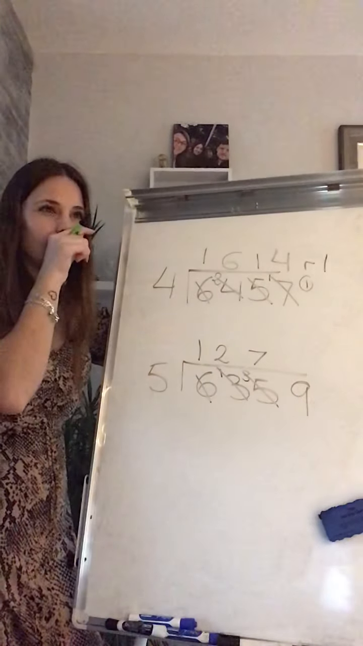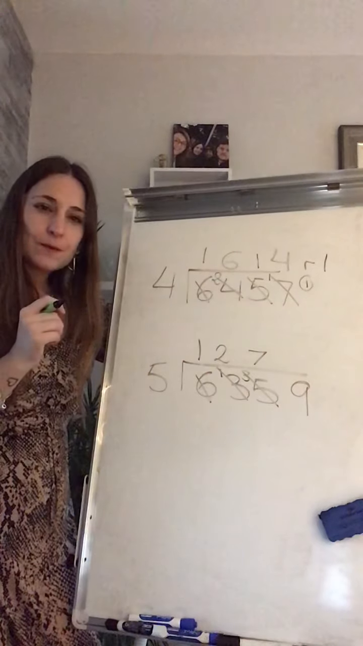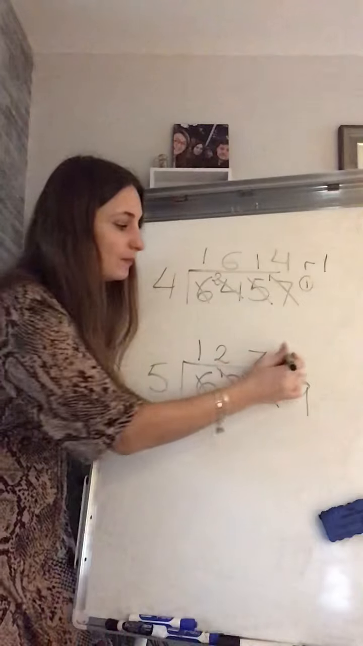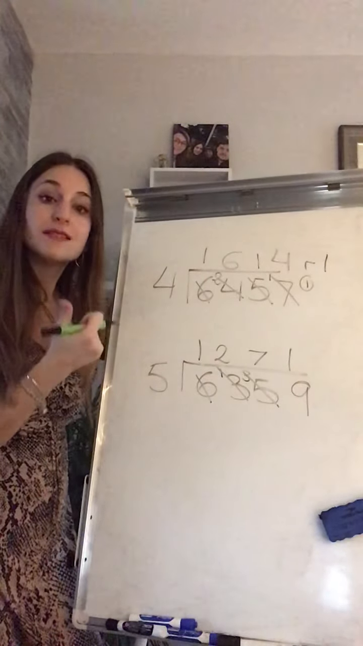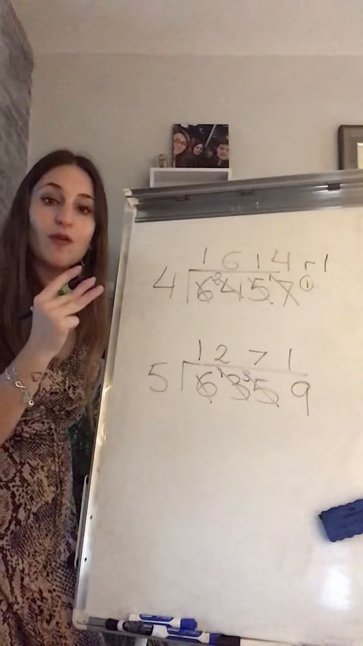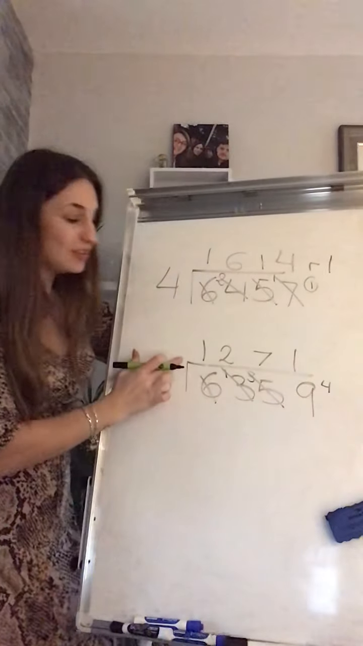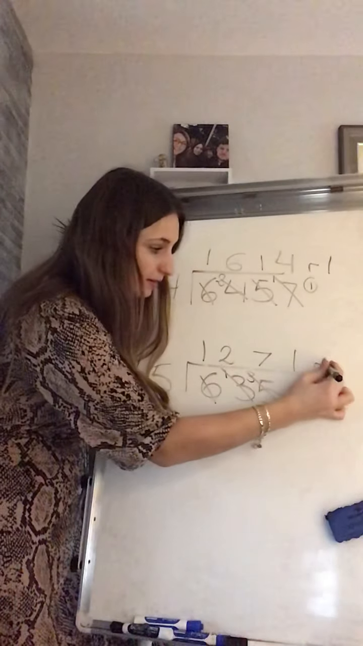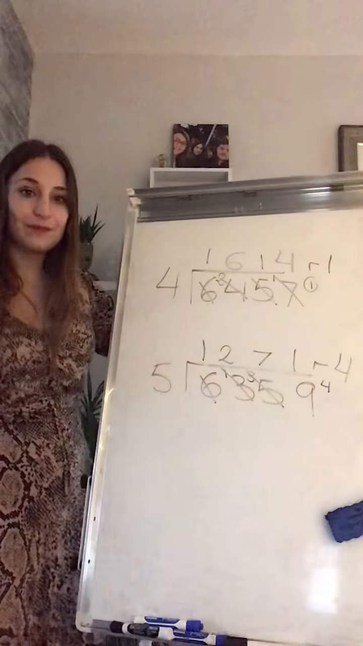Now I have a 9 and I know that 9 is not going to be on my 5 timetable. My closer one is 5 because it jumps from 5 to 10. So 1 times 5 is 5, to 9, 6, 7, 8, 9, 4. Remainder 4. So your answer is 1,271. And then you do an R for a remainder of 4. Okay?